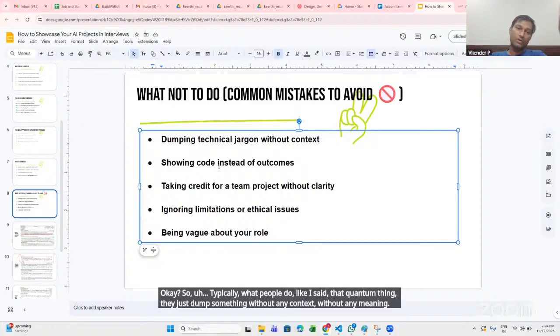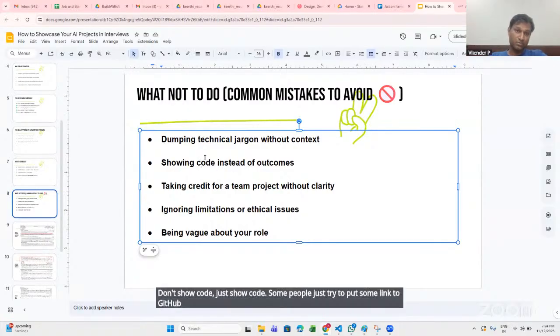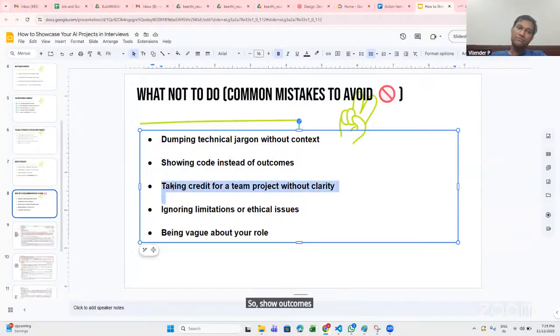Don't just show code. Some people just put a link to GitHub. They put a link to GitHub, I open it up and I see some code. What do I do with it? How can I analyze it? So show outcomes. Also, do not take credit for a team project without clarity.